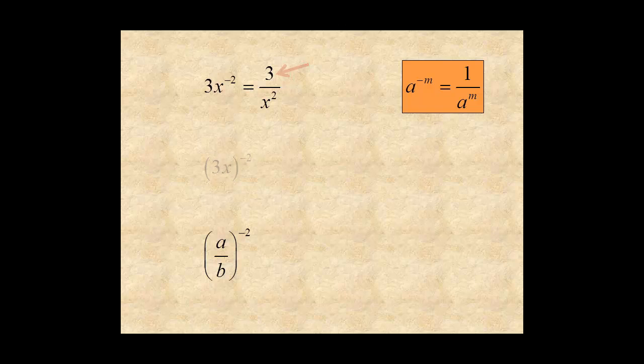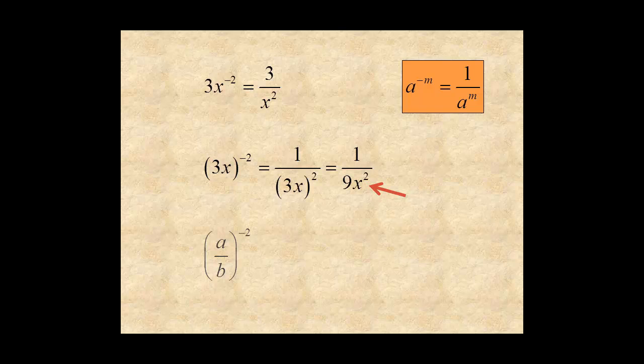For the second example, because of the parentheses, the negative exponent applies to both factors, 3x. So 3x squared is moved to the denominator for 1 over 9x squared. Be sure to notice the difference between these two expressions.